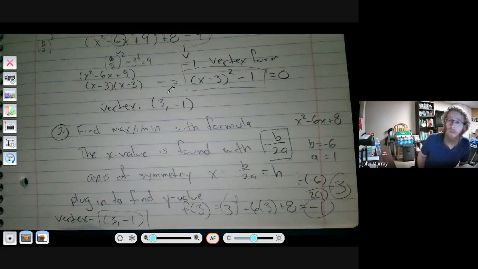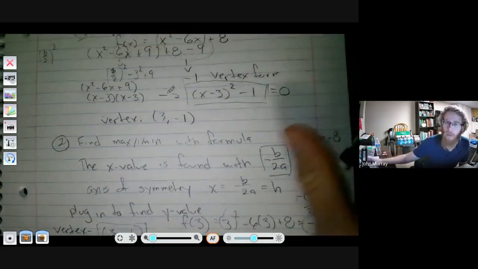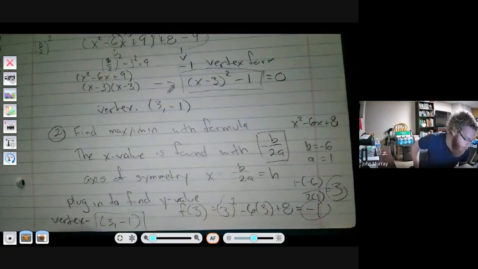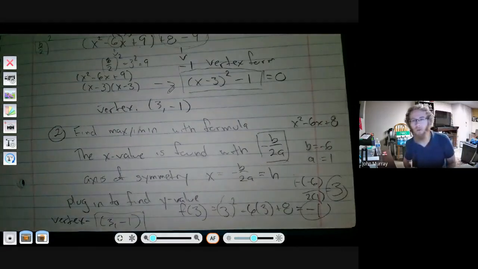All right, so this was a nice example because there was nothing in front of the x squared, but that's not always going to be the case. So I do want to go over one example where we don't see that, and then we're actually going to take it a step further. We'll see if we have enough time, and we'll solve for our x-intercepts.